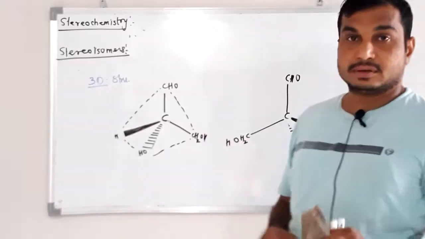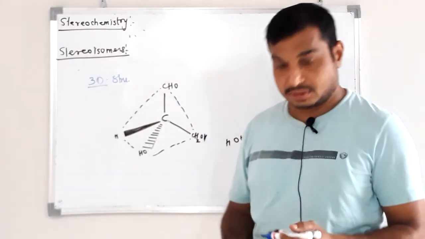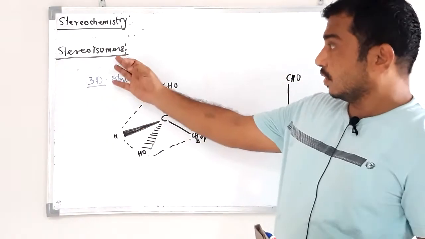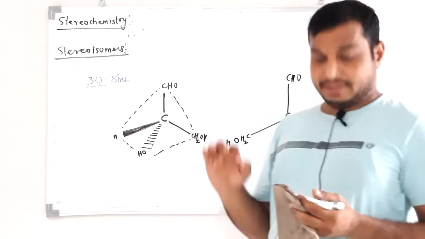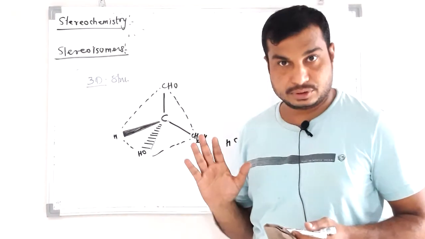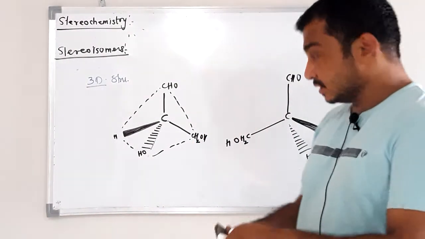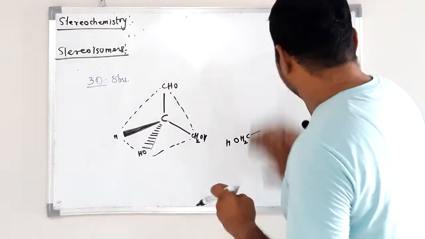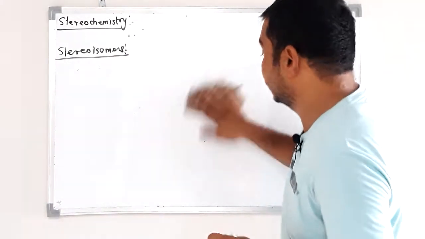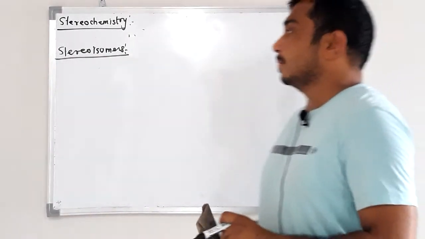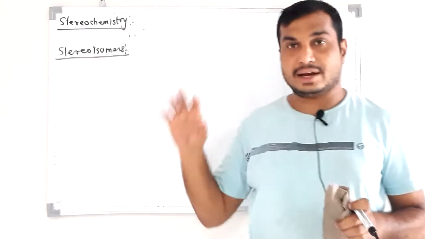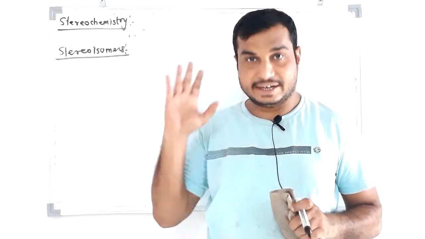As per our topic, stereoisomers, in the last class we already discussed some basic idea about stereoisomers: what is the exact meaning of stereoisomers? Now in this class I am going to classify these stereoisomers. What are the different stereoisomers? These stereoisomers are actually classified into three categories.